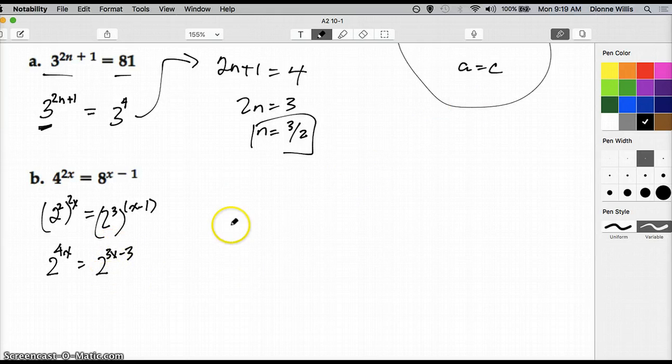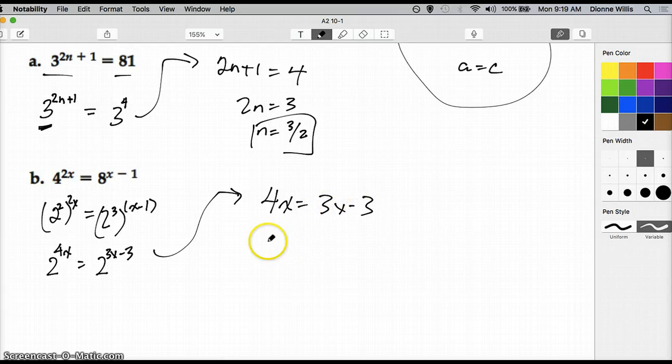Now we're going to enact that little law we just talked about. And we now know that this implies that 4x is equal to 3x minus 3. A little bit of algebraic manipulation gets us that x is equal to negative 3. Move the 3x over to the other side, and we're left with negative 3 is equal to x, all right?